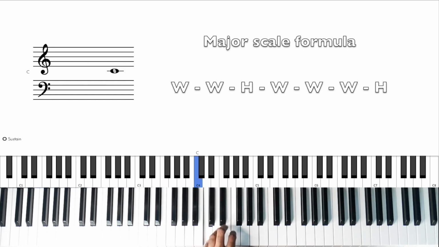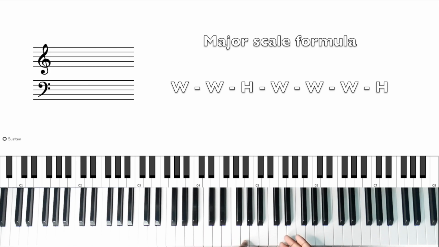Whole step. C to D is a whole step. D to E is a whole step. E to F is a half step because it's only right here. E to F, it's right next to each other. There's no black note in between it. So F to G is a whole step. G to A is a whole step. A to B is a whole step. And B to C is a half step.